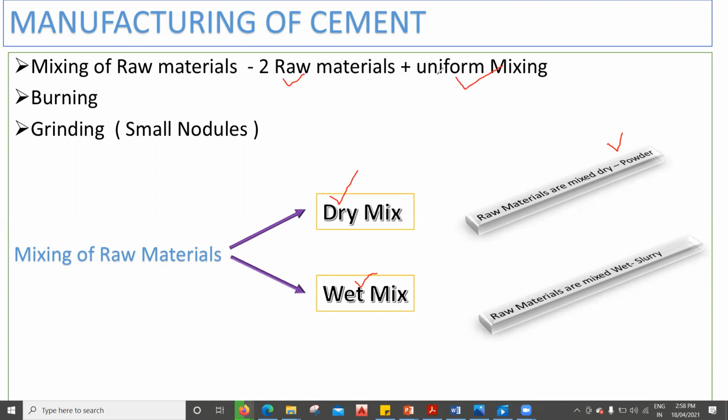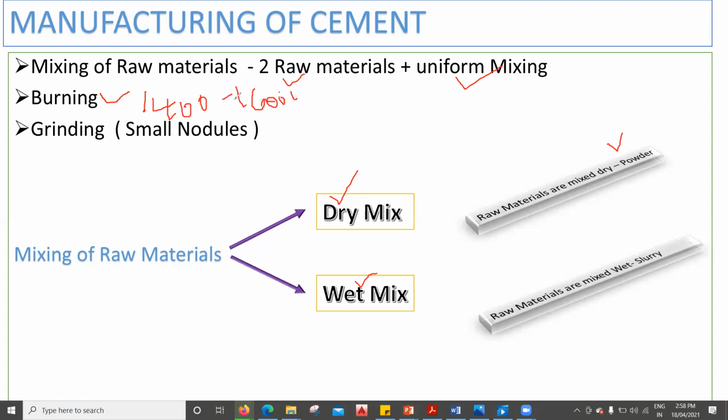Since we have two different raw materials, we need to have a uniform mixing of them. Once the uniform mixing is done, the next step is the burning of these raw materials. We have seen something called the clinker temperature, where the burning will happen at 1400 to 1600 degrees Celsius.